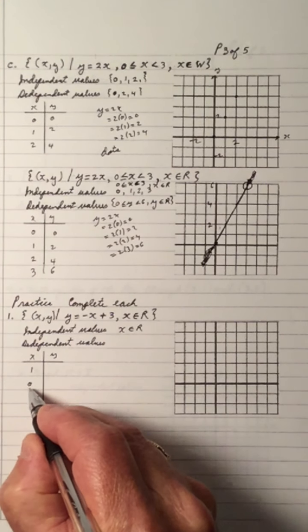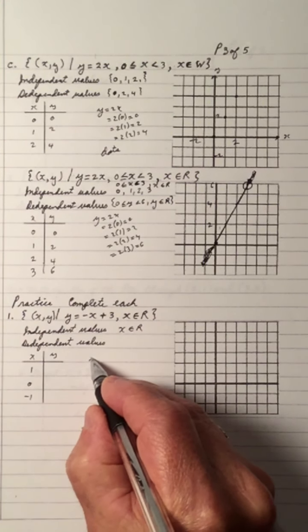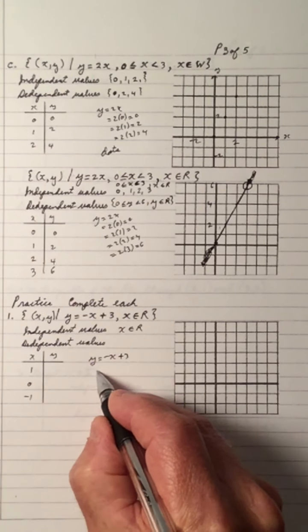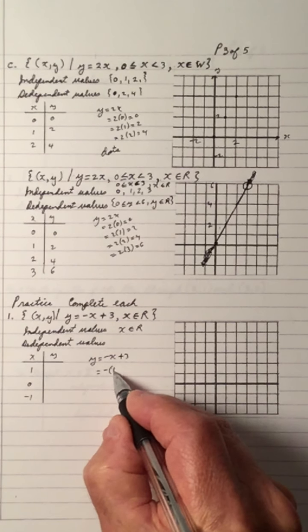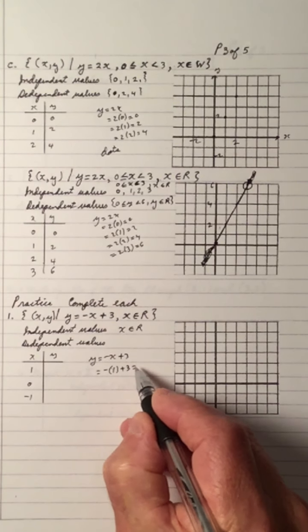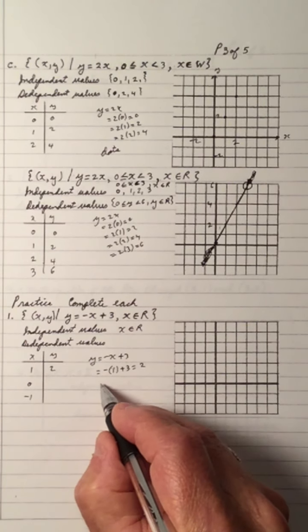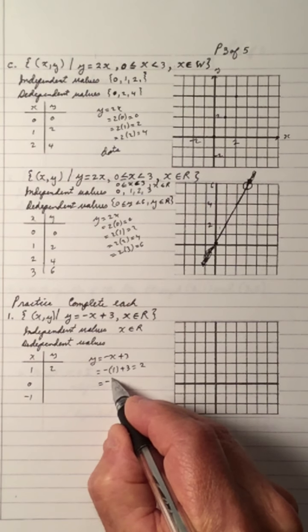So I'm going to use a 1, 0, negative 1. And the equation is y equals negative x plus 3. So I'm going to use a 1 in the place of x. So that gives me negative 1 plus 3 is 2. Now I'm going to put a 0 in.